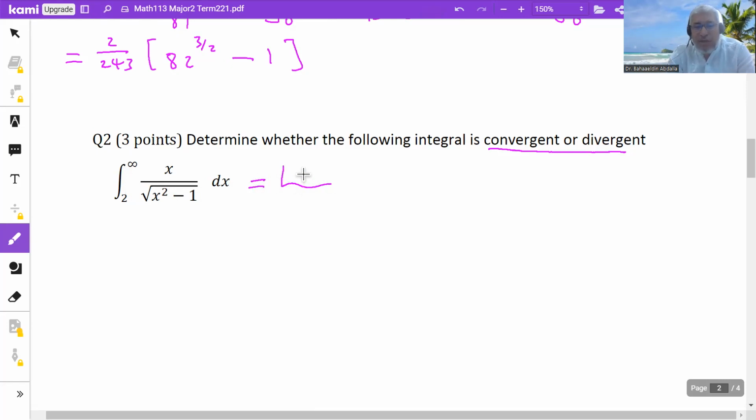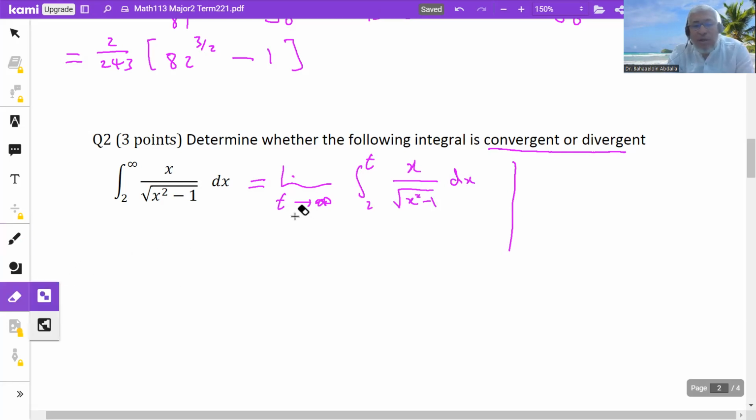The definition is a limit. We replace infinity by t, and we take t to infinity. So from 2 to infinity, it is the limit as t goes to infinity of the integral from 2 to t of x over the square root of x squared minus 1 dx. That's the first step. Now I need to find this integral. What is this integral? Let us say the indefinite integral.